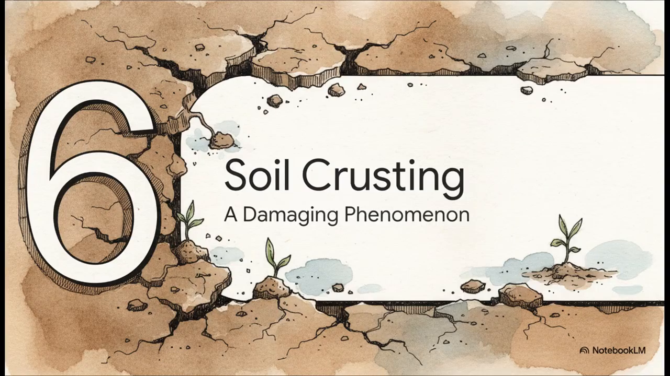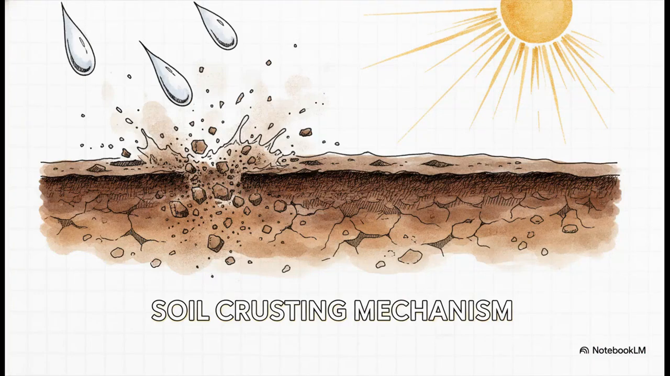Section 6. Soil crusting phenomenon. Now let's shift to a specific, very challenging issue associated with the deterioration of soil structure. Soil crusting happens when natural aggregates break and disperse from the sheer impact of raindrops, which is then followed by rapid drying from the sun's radiant energy.